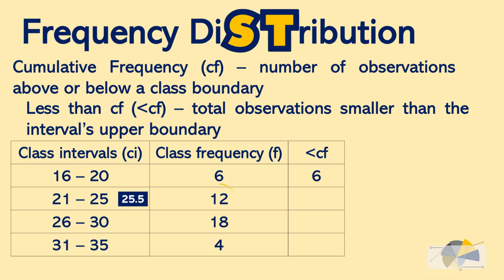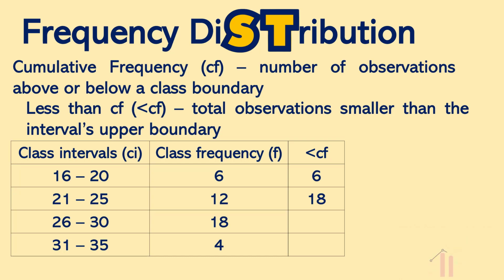In short, to solve for this, we add 12 and 6 to get a result of 18. This is the total number of observations lesser than 25.5. It's not just 12, but includes the 6 before it.